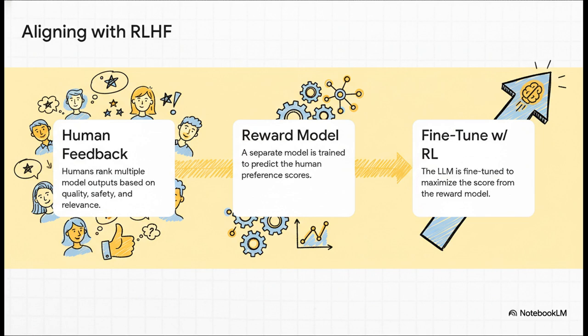Step 2, a separate reward model is trained to learn that preference. It learns what good looks like to a human. And finally, the main AI model is tuned over and over again to get the highest possible score from that reward model. It basically learns to always give the useful, complete answers that we prefer.